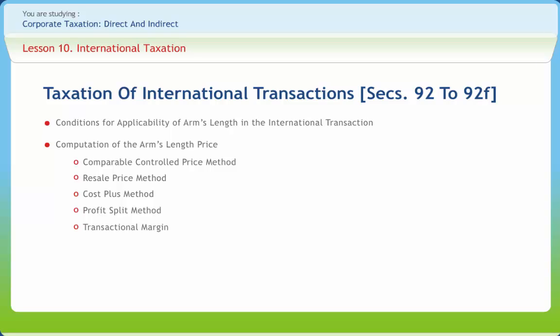Identify the net profit margin from a comparable uncontrolled transaction or a number of such transactions having regard to the same base. The net profit margin so identified is adjusted to take into account the differences, if any, between the international transaction and the comparable uncontrolled transaction. The differences should be those that could materially affect the net profit margin in the open market. The adjusted net profit margin is taken into account to arrive at the ALP in relation to the international transaction.